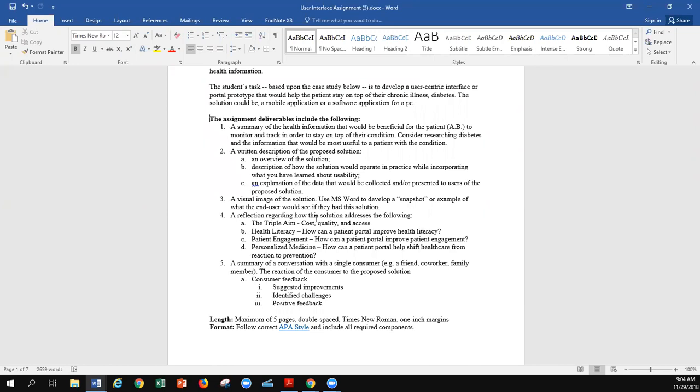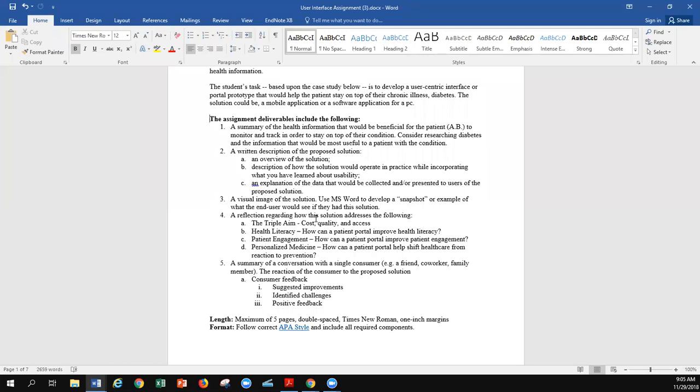I do not want you to go out and provide me screenshots of other portals that have already been developed. This is something I want you to really think about, and I want you to develop on your own, okay? In the past, I've had students do that, and I will deduct points for that. I don't want you to simply copy and paste from somebody else's work, okay?